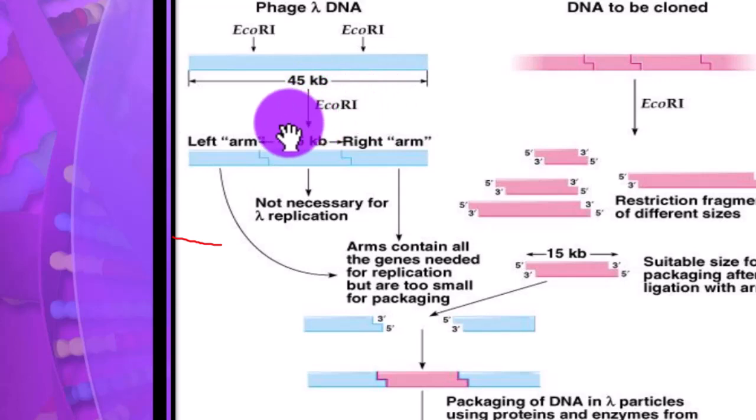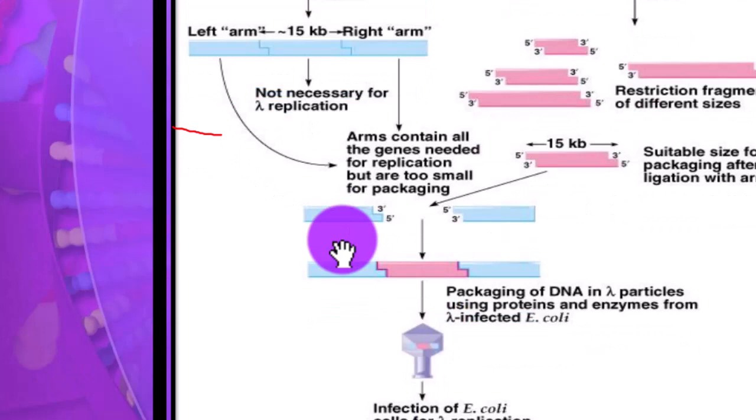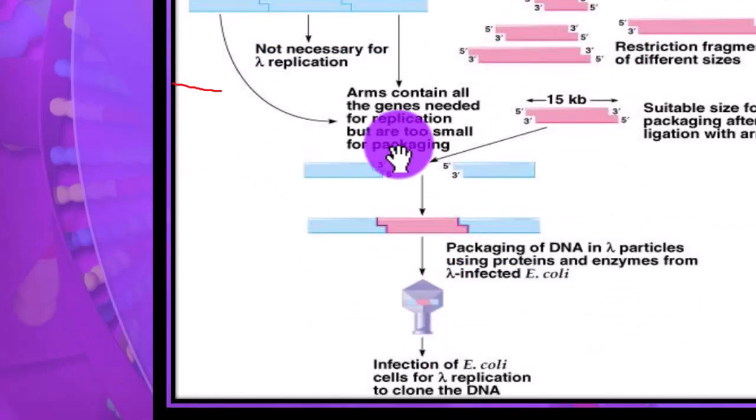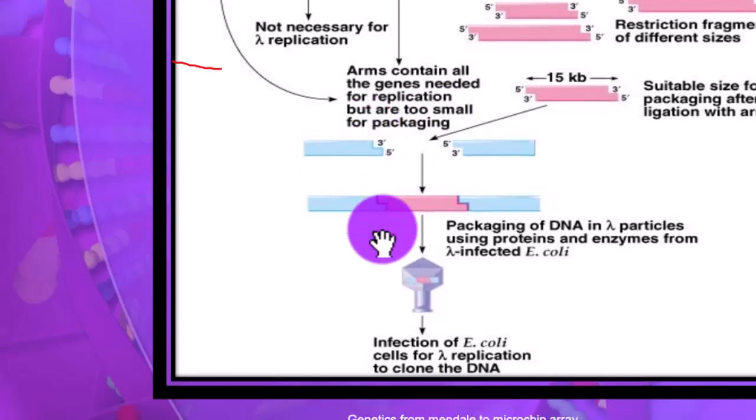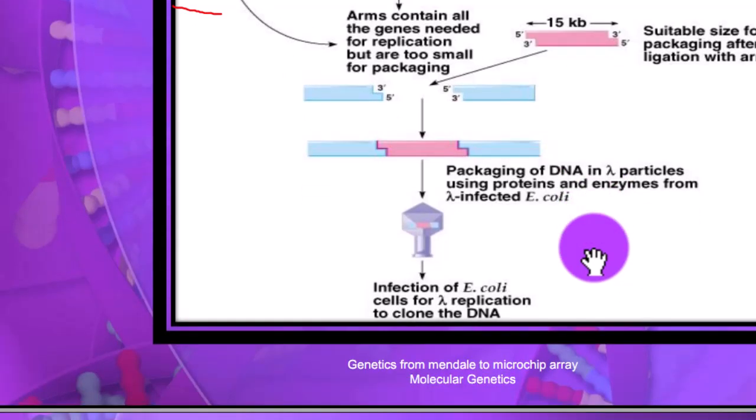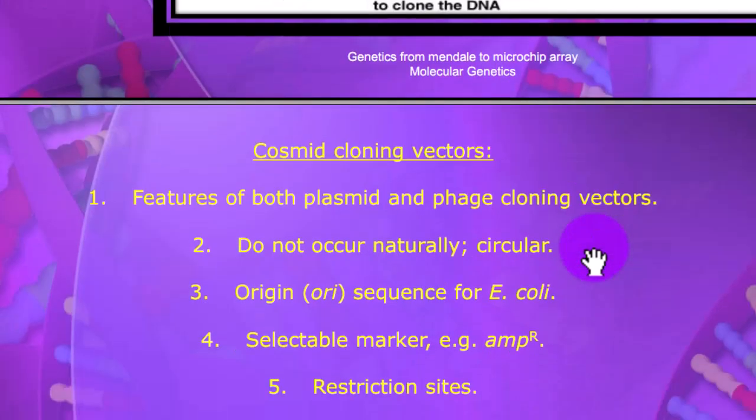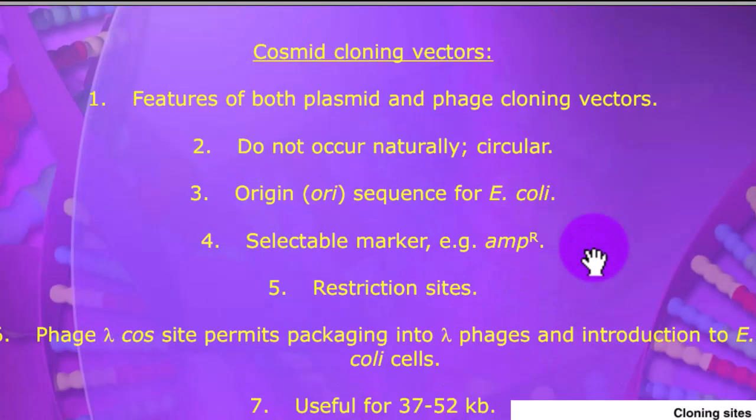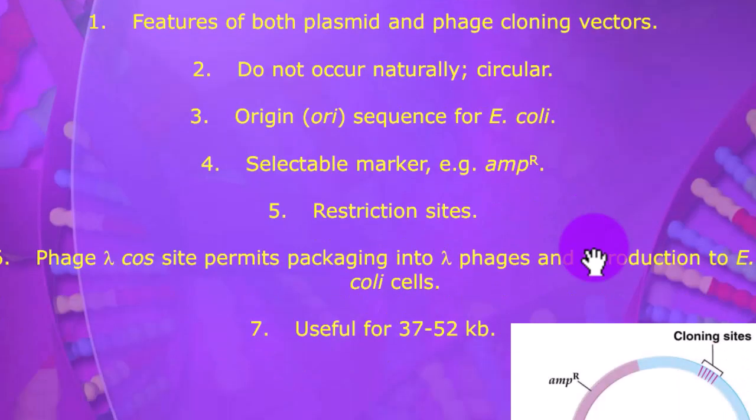Here we treat it with EcoRI. The arms contain all the genes needed for replication but are too small for packaging of DNA in lambda particles using protein and enzyme from lambda-infected E. coli. Cosmid cloning vector, with features of both plasmid and phage cloning vectors, doesn't occur naturally.